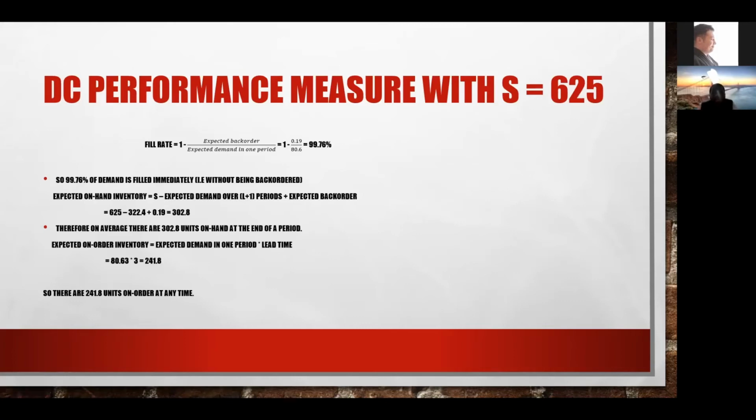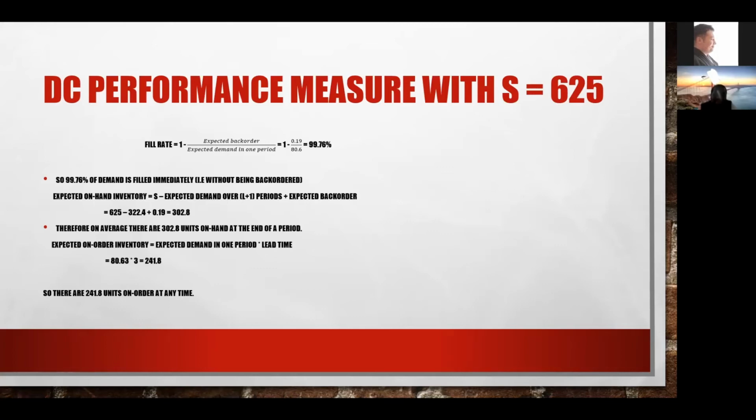Now we'll go to the distribution center performance measures with an up to level of 625. The fill rate, which we saw in the previous slide, is 1 minus expected back order over expected demand in 1 period. And our expected back order, we just saw that is 0.19, over our expected demand, which is 80.6. That is the mu. It gives us 99.76% of demand, which is filled immediately without being back ordered.